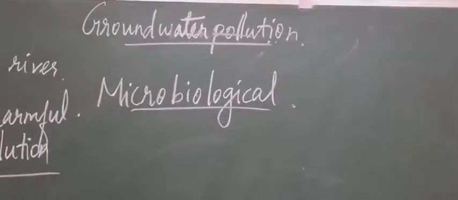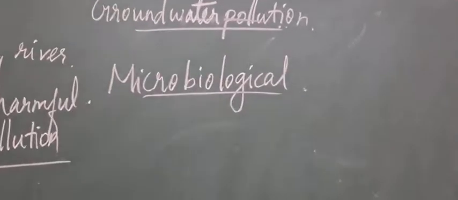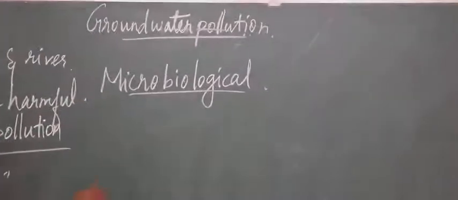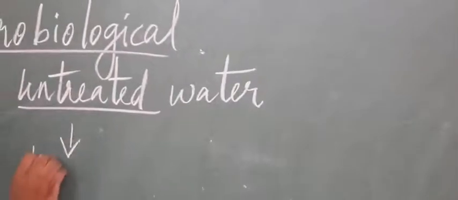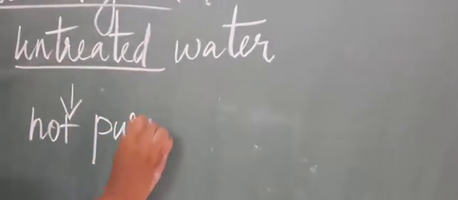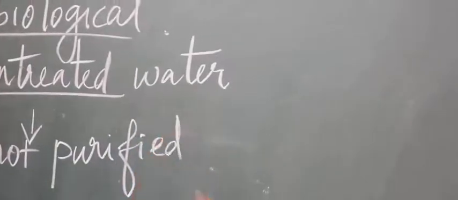Microbiological pollution. In many countries, people drink untreated water. What do you mean by untreated water? Usually in those days, we used to drink those types of waters only, isn't it? People go to the well, they fetch water, or else people go to the pond, they fetch water. We used to drink those waters. Those waters are called untreated water. That is not purified. Untreated means not purified.